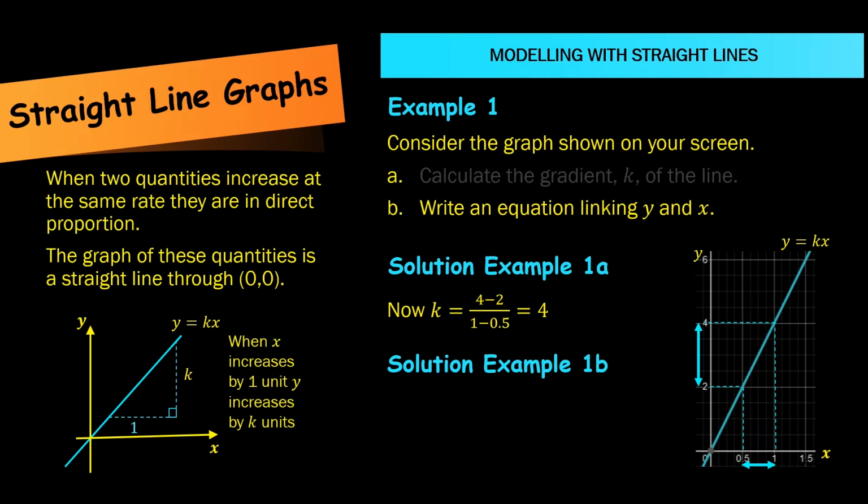Now let's solve example 1b. We are required to write an equation linking y and x. We know that y is equal to k times x, but we know that k is equal to 4 from part 1a. Therefore, y is equal to 4 times x, as shown.